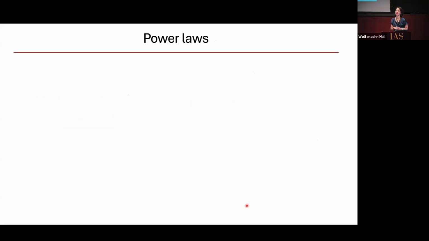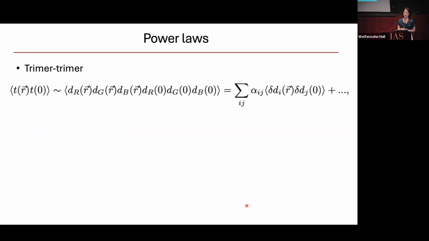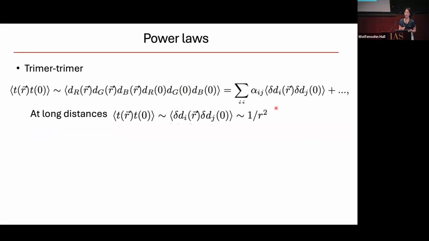So power laws, do we get the power laws that we are after? The trimer correlation function, the trimers are made up of dimers, 3 dimers. So R dimer, G dimer, and B dimer. So we write them all down and try to calculate their correlation function. But we remember that we are really interested in the long distance phenomena. And you can find that it is really governed by 1 over r squared, just because that's how each dimer behaves. Okay, that's one easy thing.